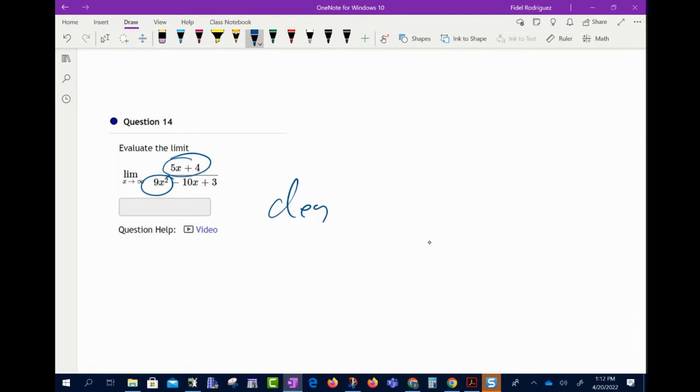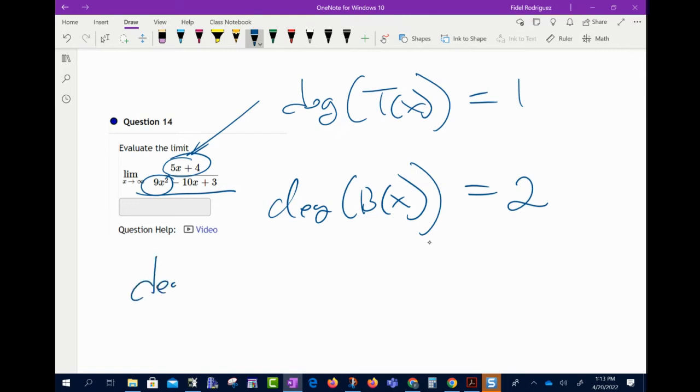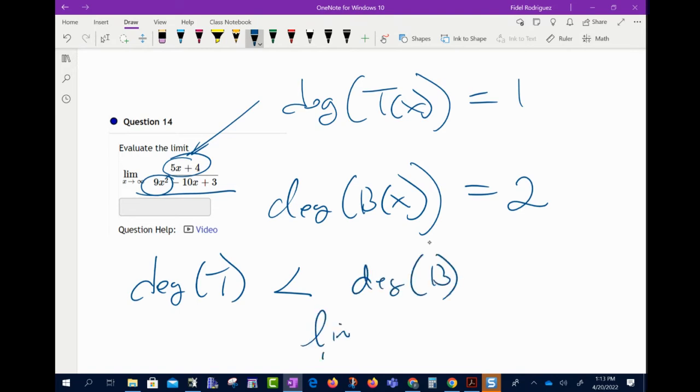So does anybody know what is the degree of the bottom part? What is the highest power of x that you see on the bottom? 2, right? That's the highest power of x. Let's talk about the degree of the top part of our function. What's the highest power of x that we have here? 1. So anytime the degree of the top is smaller than the degree of the bottom, the limit as x approaches infinity is going to be equal to 0.